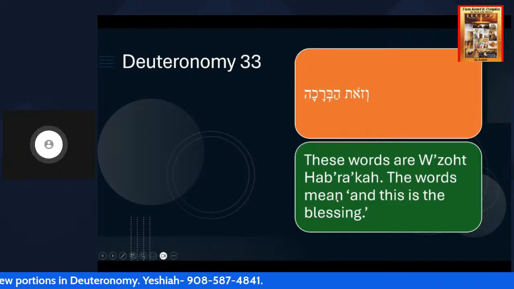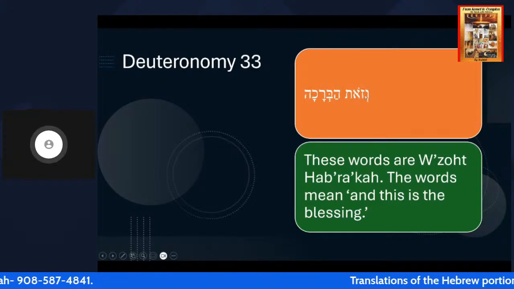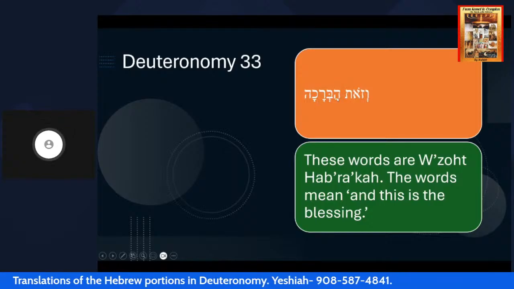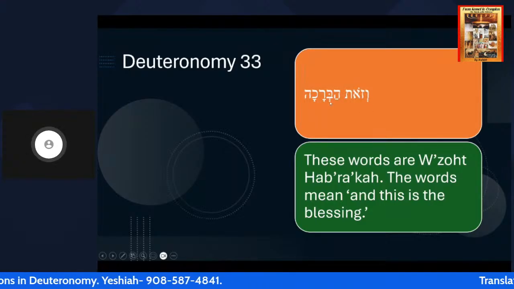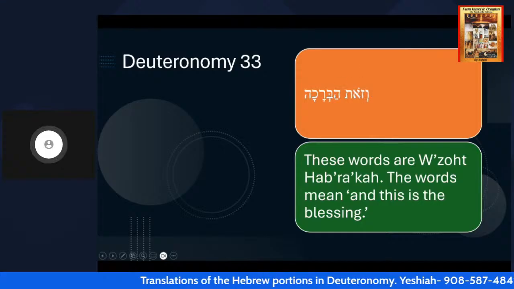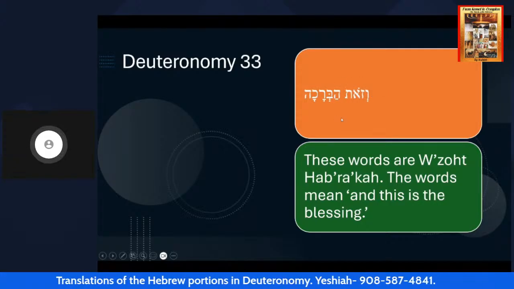These words mean "and this is the blessing." The word wa means "and." Zot means "this" in the feminine. Baraka means "blessing." Habraka, the blessing. Because the word baraka is feminine, the word for "this" in the feminine has to agree with it. That's why you would see Wazot habraka, as opposed to saying wazeh habraka.